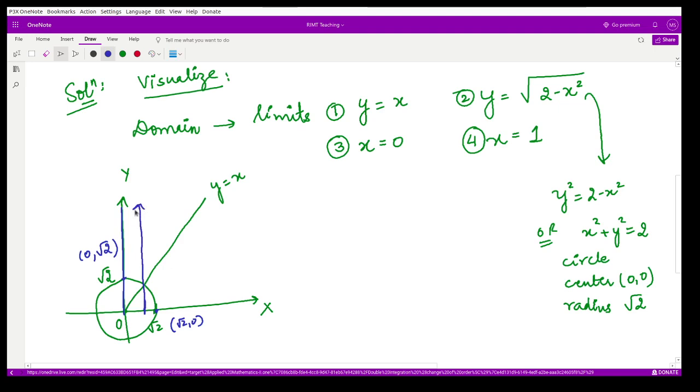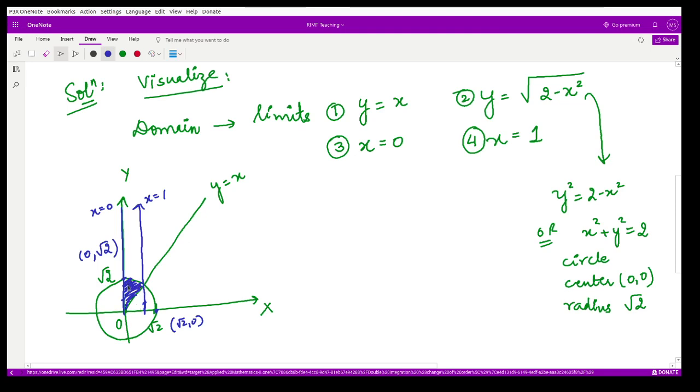So this is x is equal to 0, this is x is equal to 1, and moreover we have y is equal to x and y is equal to square root of 2 minus x square. So the bounded region here, what would that be? Between this line, this line and this curve, what would that be? This would be this particular area.